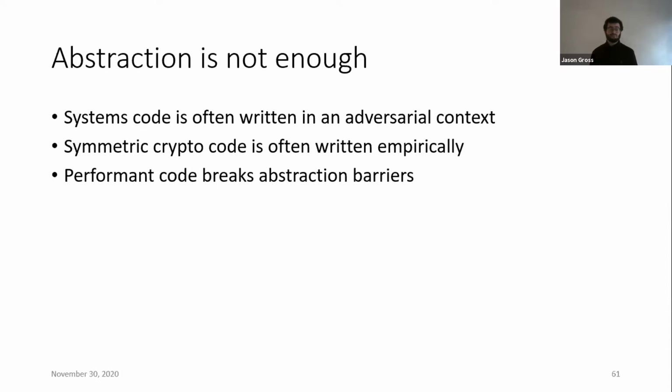My understanding is that systems code is often written in an adversarial context where you don't get good abstraction. Sometimes the code works around bugs that the people who wrote the hardware aren't going to tell you what the bugs are. And so it's not really possible to make good abstractions. Symmetric crypto code is often written in an empirical fashion, and no one has discovered the good abstractions yet, as I understand it. And performant code often, perhaps always, breaks abstraction barriers. All of these are places where abstraction is not going to fix the asymptotic performance issue.